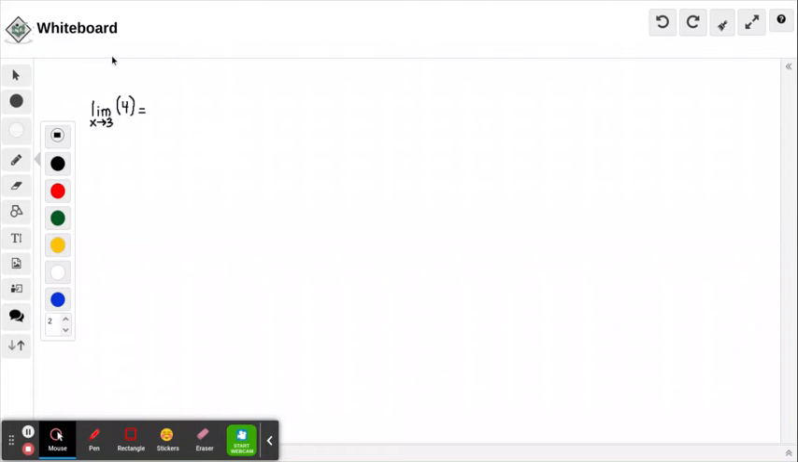First, I want you to find this limit that I've written here. That is the limit of 4 as x approaches 3. Pause and take some time to do that now.